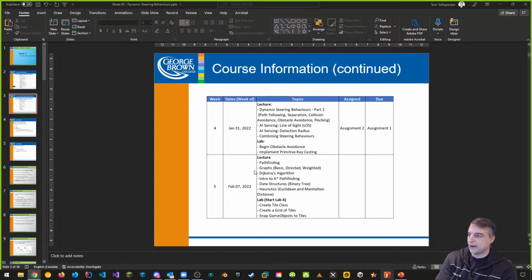Looking further ahead, we're getting into pathfinding after next week. So next week is the last lecture when it comes to dynamic steering behavior. We're going to talk briefly about path following and separation and collision. We're going to be talking more about avoidance, obstacle avoidance, and flocking. So we're going to bring some of that information into next week's lecture.